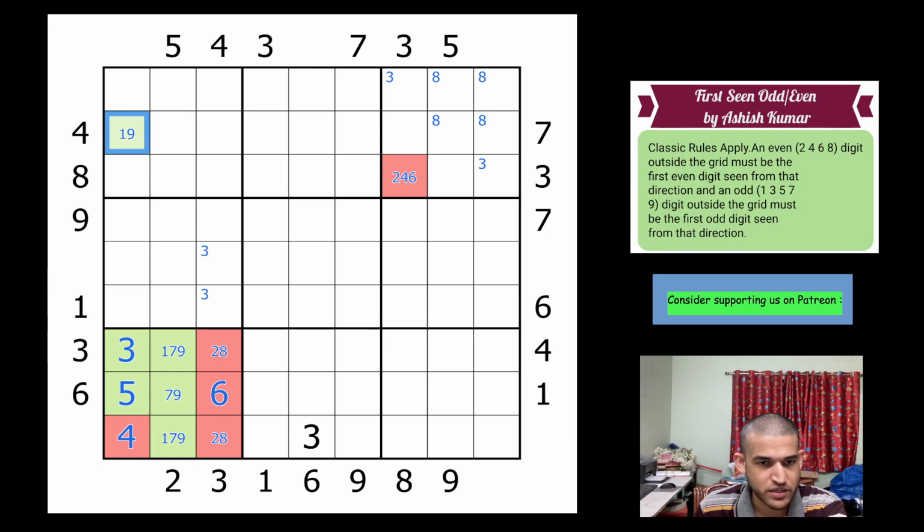Okay, so using classic, I have 3 in one of these 2 cells. Of course, I can't have 3 here because that would violate this clue, the 1 clue. 1 is in one of these 2 cells. 1 has to be the first seen odd digit. And because you have a 3 in column 7, this can't be a 3. So 3 is forced here, 1 is forced here.